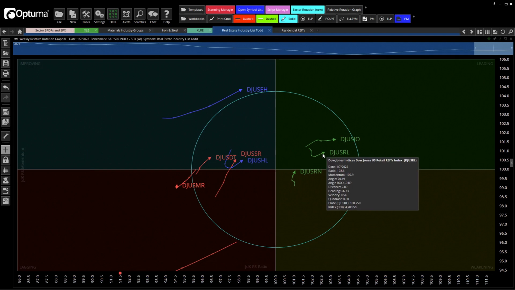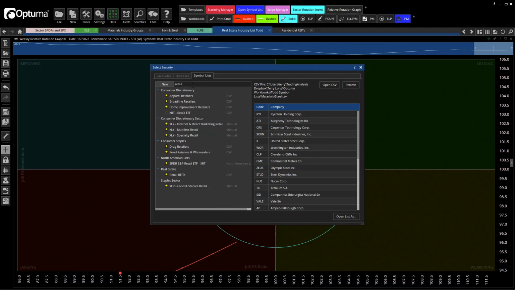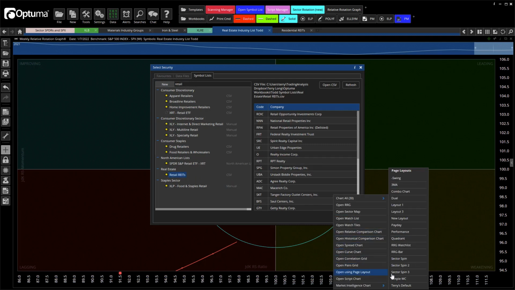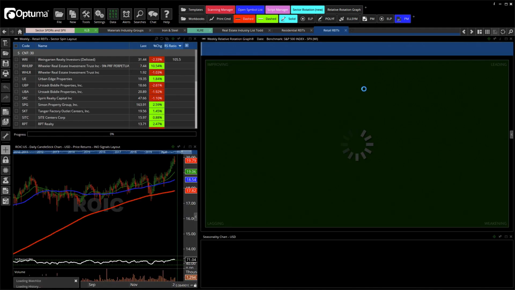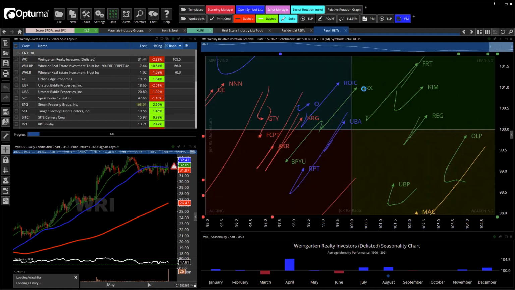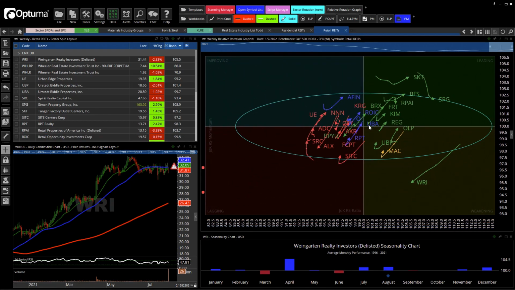Let's take a look here at the retail REITs. Just type it in. I've got all of this stuff organized here in my Excel. Here is the retail REITs. See if we can get this one to open. And I've got various page layouts that's stored inside of Optima. This is a great tool that we like to use. Not just for the relative rotations, but for a lot of other stuff too.